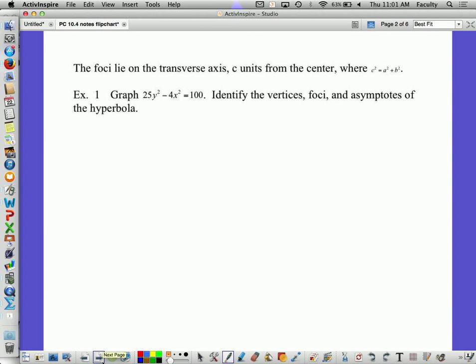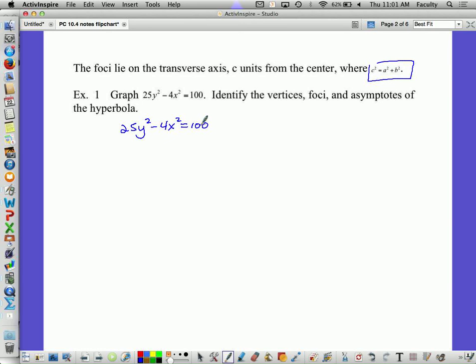So let's look at, right before example 1, the foci are on the transverse axis, C units from the center. Notice it's C squared equals A squared plus B squared. That's actually the Pythagorean theorem. So it's different from the ellipse, so be careful with that.